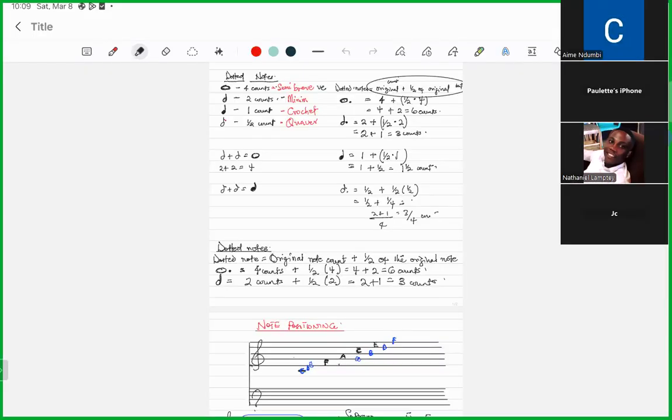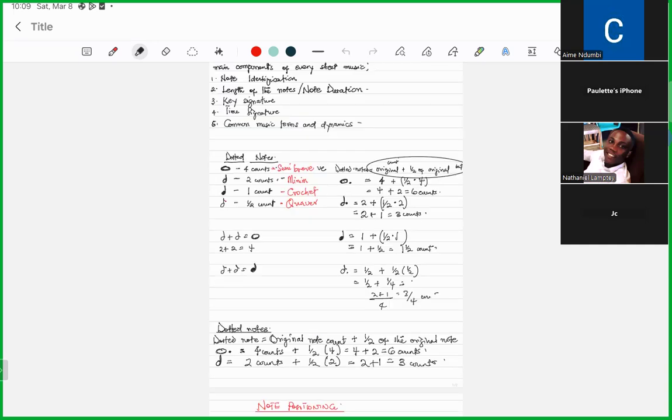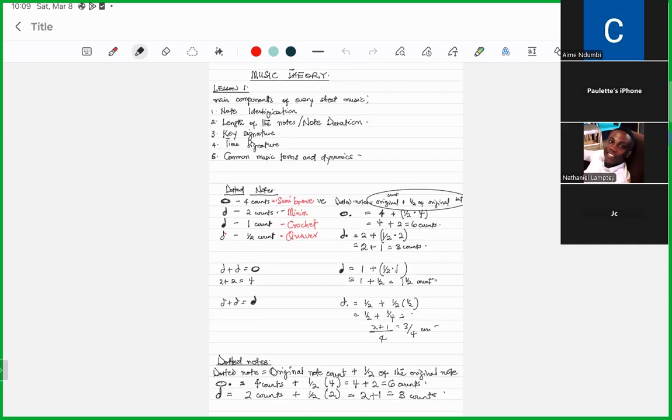I just wanted us to do a quick review on what we learned previously. In our previous lesson, we said we learned about 5 main things: note identification, length of the notes, key signature, time signature, and common music terms. That's how we've broken down our music lesson.